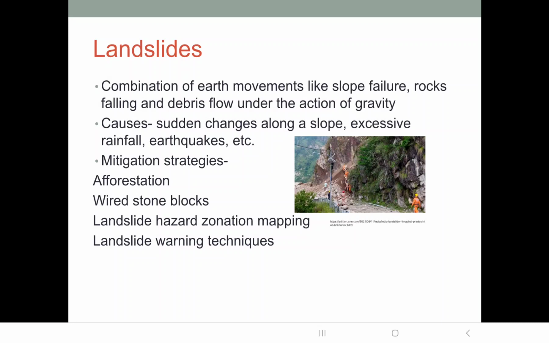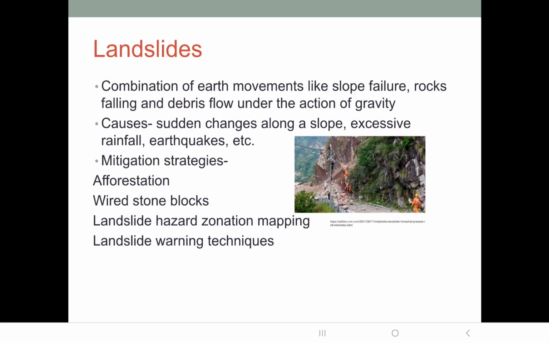Then wired stone blocks. This you can see in various ghats. Okay, there are wired stone blocks. Huge wire mesh is arranged so that the stones, if there are any, should not fall onto the road. So the stone ridge is trapped with wire mesh to protect against the landslide. If you happen to visit any ghats, you can see this as a protective measure. These wired stone blocks are laid.